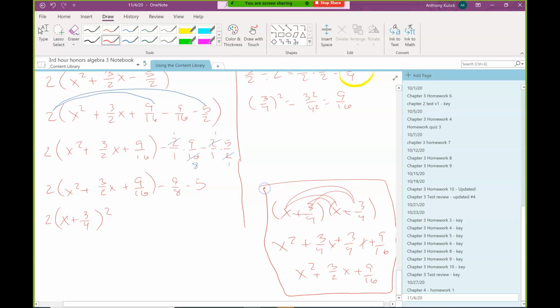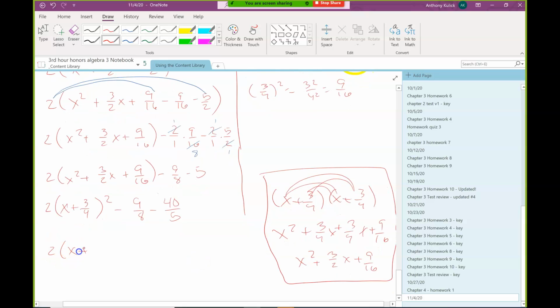And then to combine the 9 over 8 and the 5, we need to have a common denominator, right? That common denominator would be 8. So if I multiply 5 by 8 over 8, I get 40 over 8. So that's negative 49 over 8. So there's my final answer there.